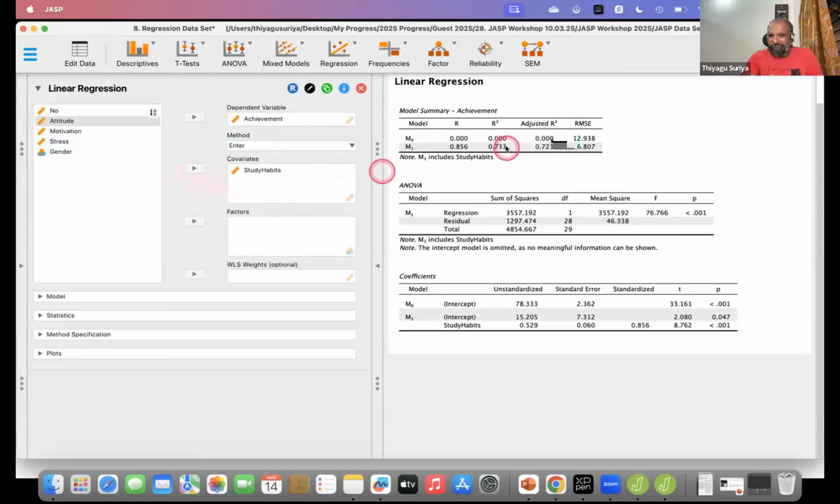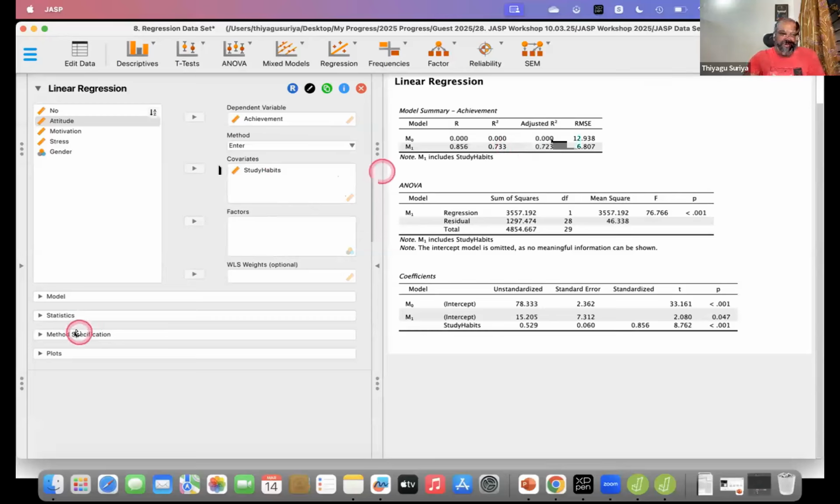I'm just showing this. We have three tables, even in SPSS. One is called Model Summary, the other one is called the ANOVA table, and the third one is the Coefficients. I'm just starting with this one. We need to cross-check whether our assumptions are satisfied. We need to check the assumptions.